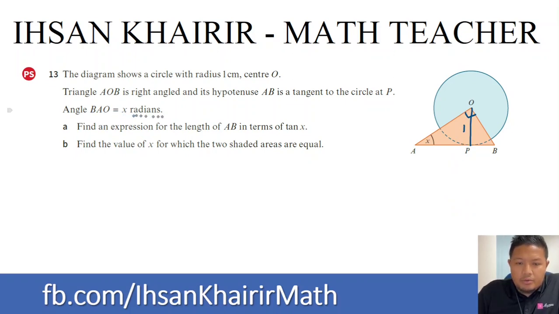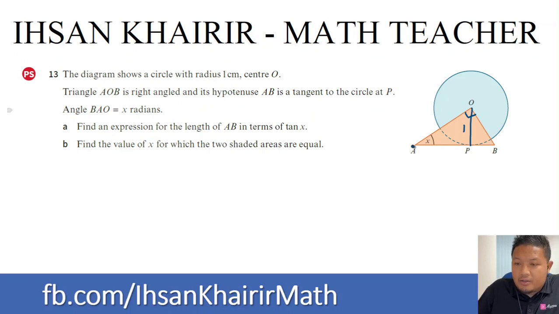Angle BAO is x radians, okay? We see that x has to be a value in radians. So later when you want to use your calculator, make sure that you set it to radian mode first, okay? All right, first question. Find an expression for the length of AB in terms of tangent x.